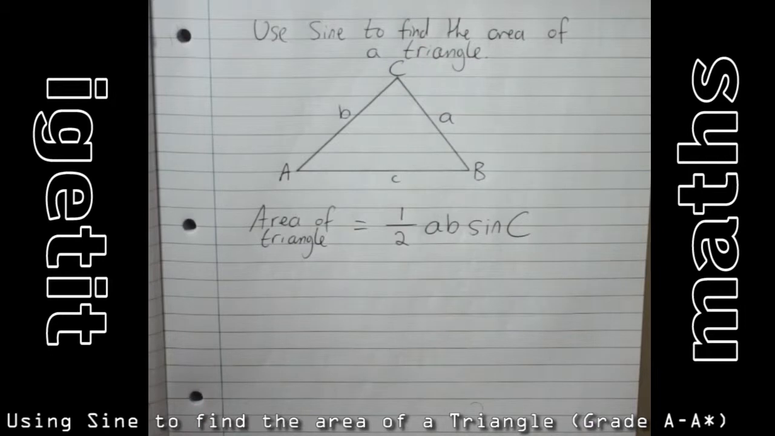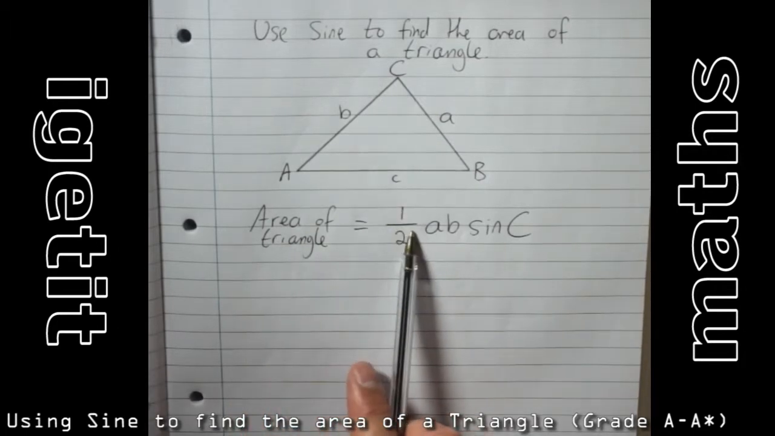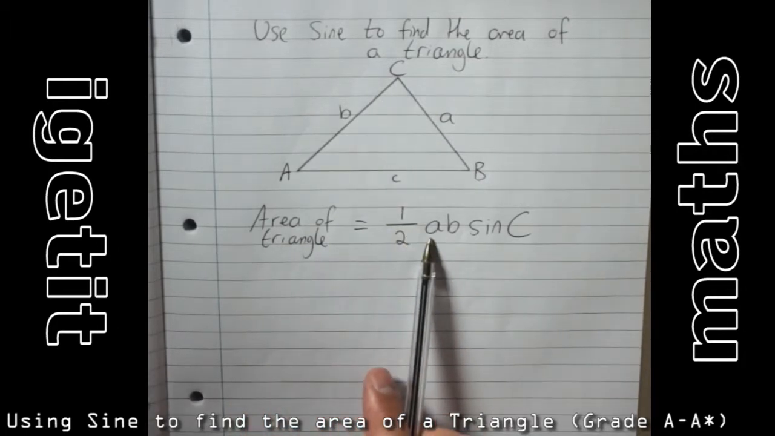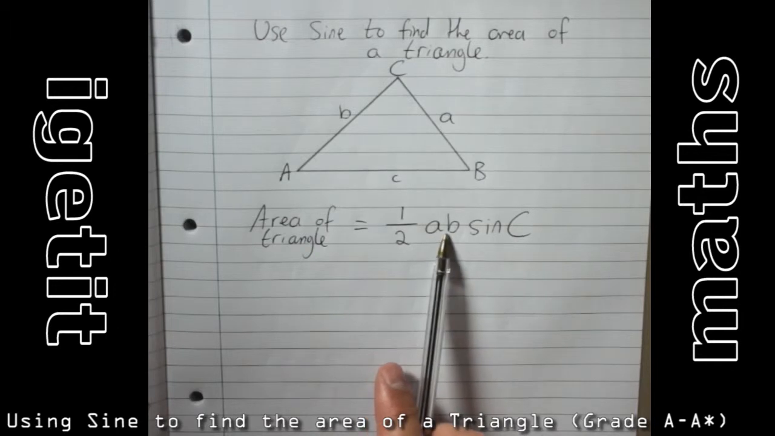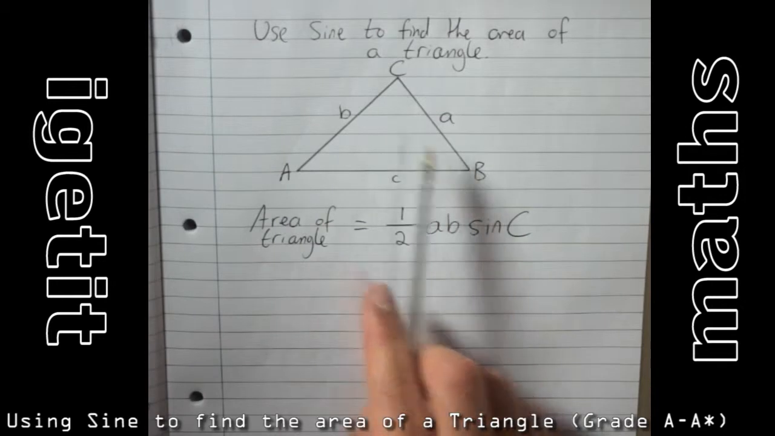Okay, the last of the formulas that are found at the front of your test paper, your exam paper, that we're going to look at now, is the formula to find the area of a triangle using sine. So it's probably the most simple one to use. The area of a triangle is equal to half multiplied by A multiplied by B multiplied by sine of the angle C. Again, same triangle as before.